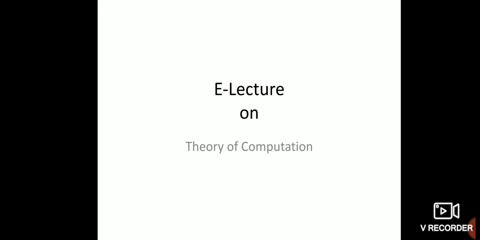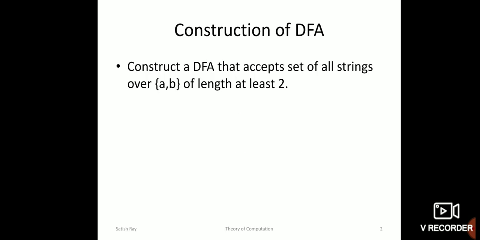Today we are going to construct a DFA. We have to construct a DFA that accepts the set of all strings over A and B of length at least 2. In the previous session, we had constructed a DFA that accepts the set of all strings over A and B of length exactly 2. Here we are going to construct a DFA that will accept the set of all strings over A and B of length 2 or more.